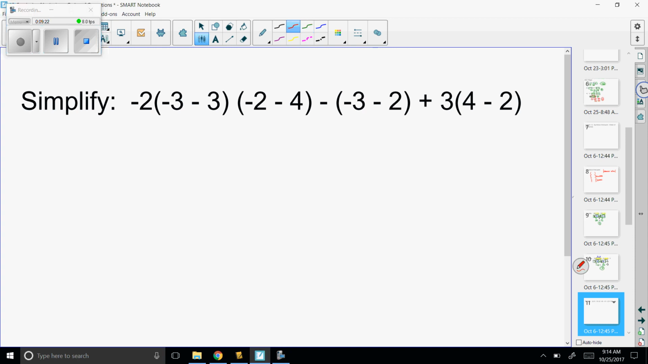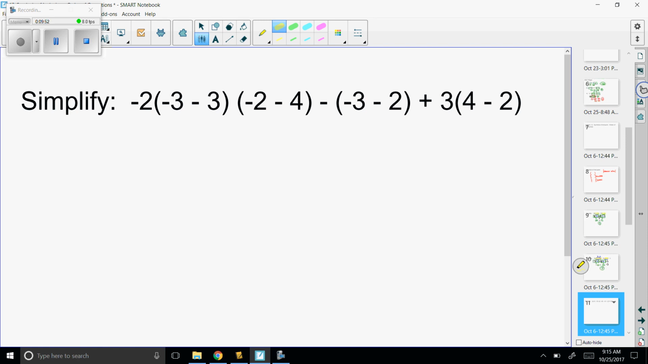Every time I go to say plus or minus, I'm going to look at splitting it. Some of you are struggling, I think. Where are you going to start? If I read that problem, it's negative 2 times the quantity negative 3 minus 3, times the quantity negative 2 minus 4, minus the quantity negative 3 minus 2, plus 3 times the quantity 4 minus 2.